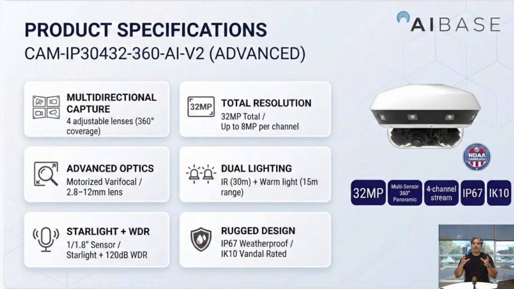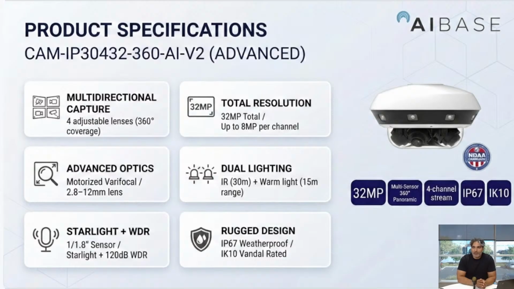Although it also comes with the ability to capture in IR, because it's a bigger, higher resolution camera, the lights are better, so it gives you better low light performance. It has LED lights on it as well across the camera. And it also gives you 120 decibels of WDR, wide dynamic range.